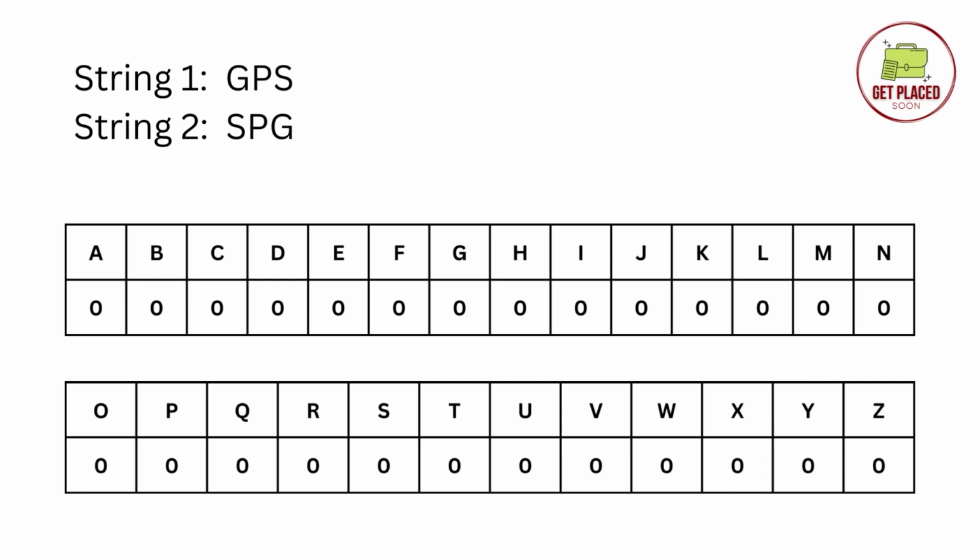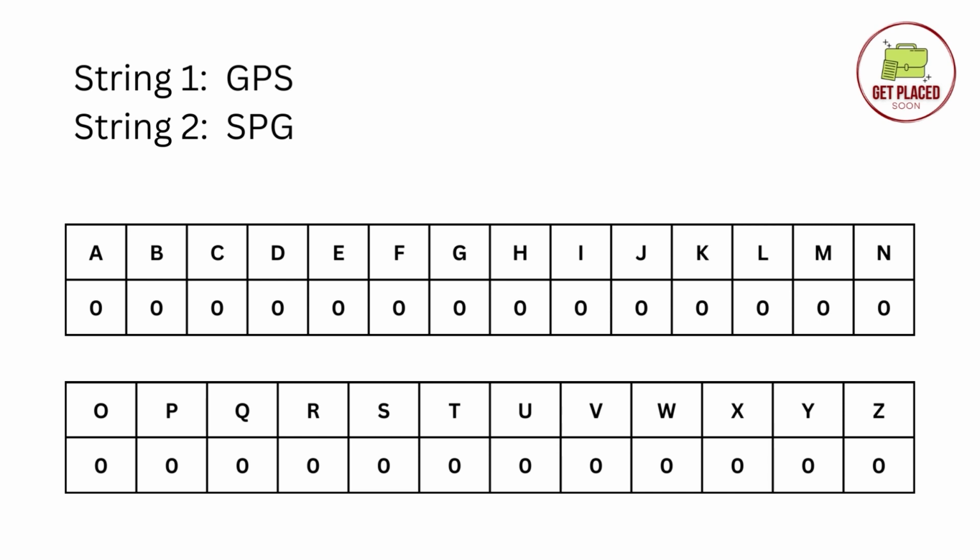The frequency array is the array for the characters. Now we have 26 alphabets, so take a normal single dimension array with 26. Index starts from 0, so the last index is 25.